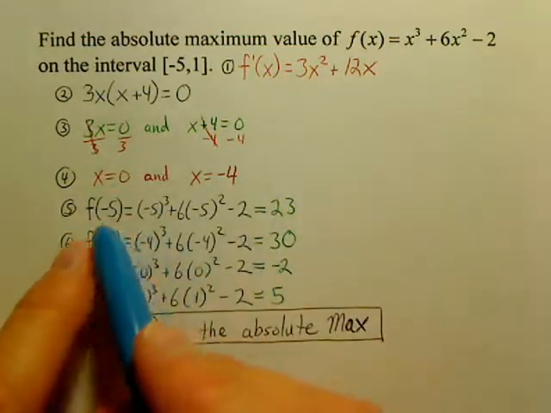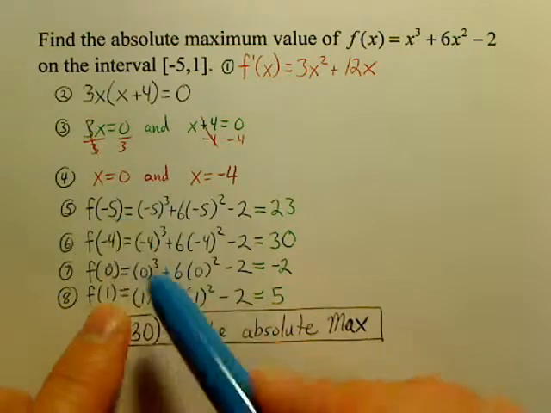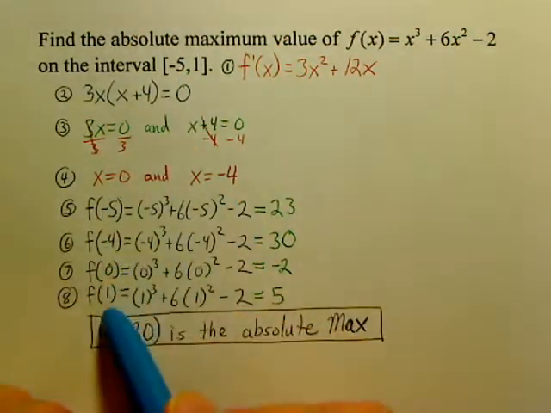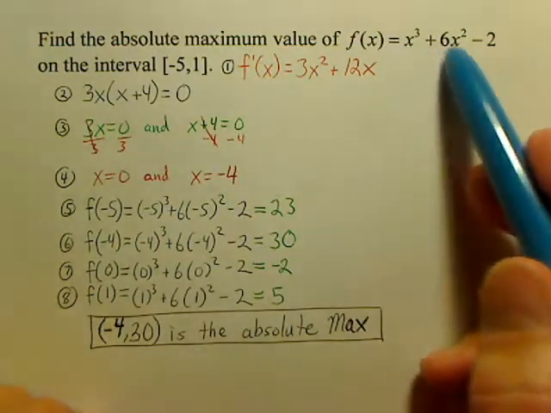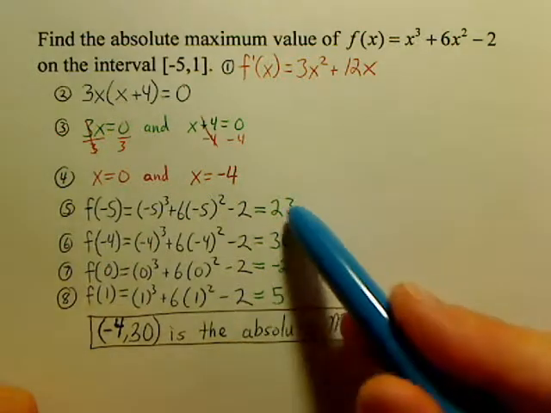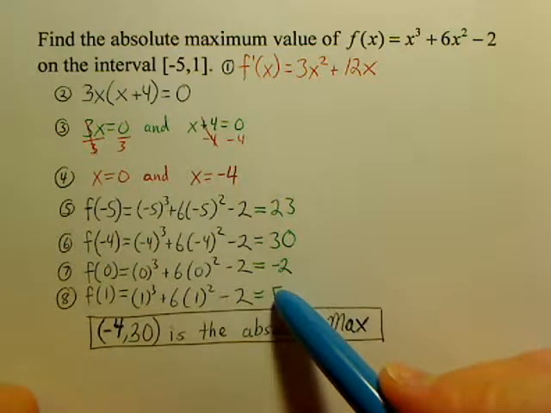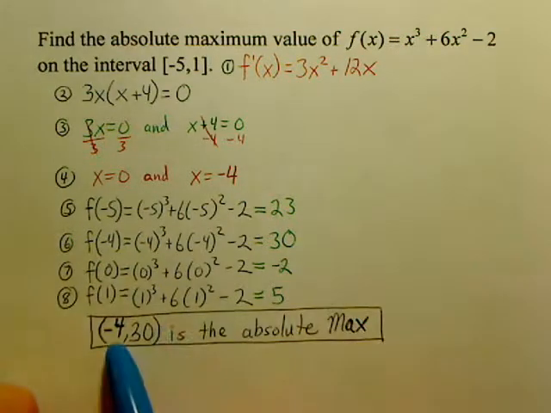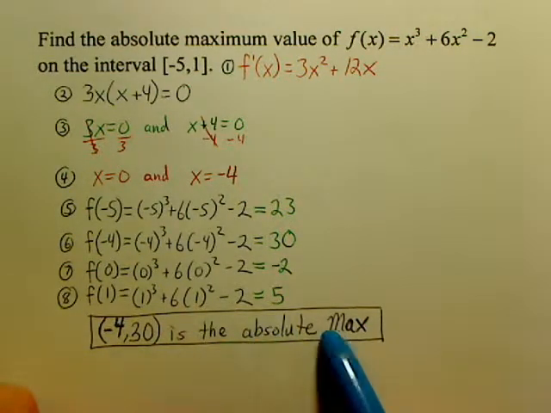So right here, as you can see, endpoints -5 and 1, and -4 and 0. Put them all in order, and I'm putting them into the original function. When I do all the math, I look at my answers. The one with the largest value is your absolute max. So the largest value is 30. So -430 is my absolute max.